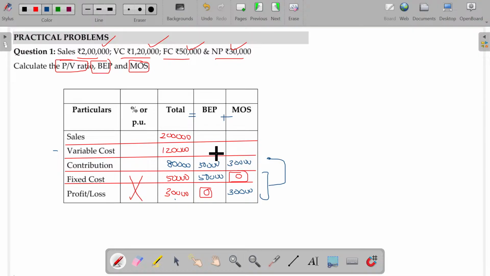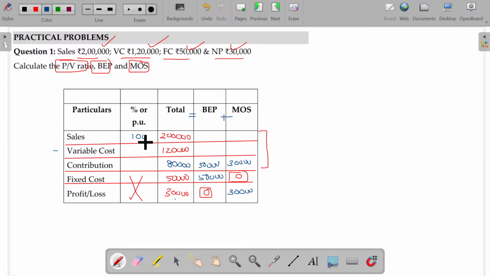Now, how can you calculate the rest of the two points? The relationship among the three remains constant. The relationship can be identified this way. Sales is assumed to be 100.